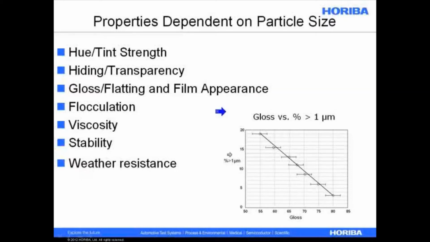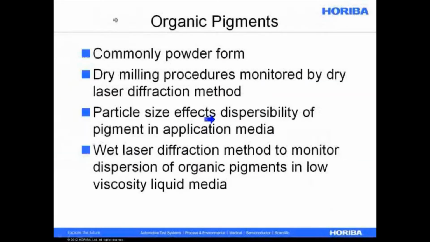The little chart over here is just a simple chart of showing this is gloss strength versus particle size expressed as a % greater than 1 micron. So perhaps this would be one of the values we'd look at if we were using laser diffraction, because we know as we change this % over 1 micron, the gloss changes significantly. So just a quick review of some of the physical properties that are dependent on the particle size and perhaps also the zeta potential. Since they're very small particles, that will affect the stability of a suspension.